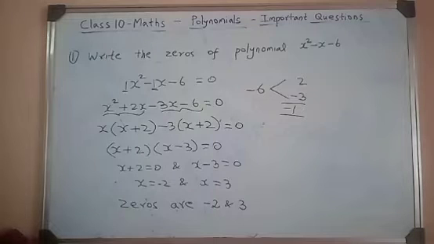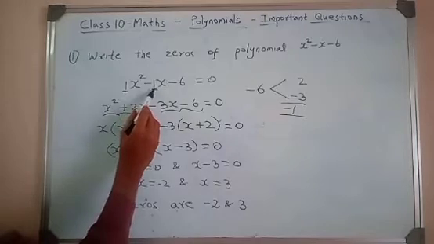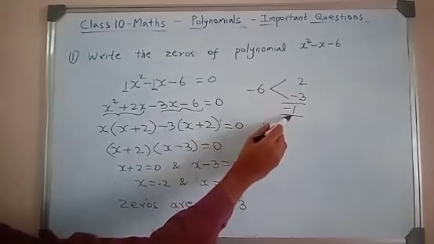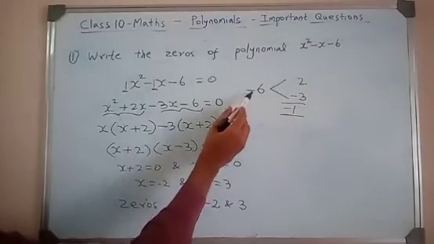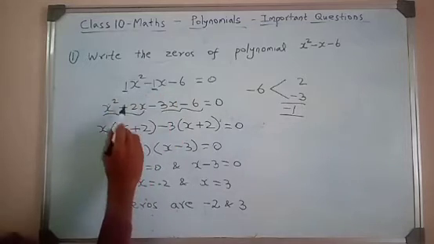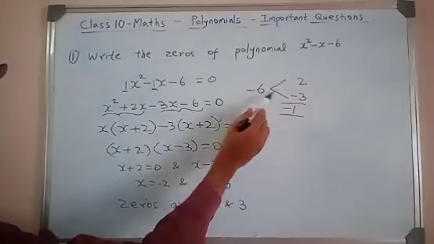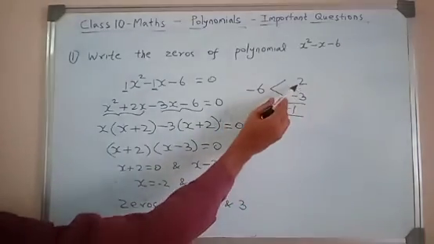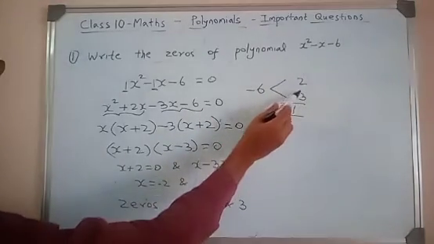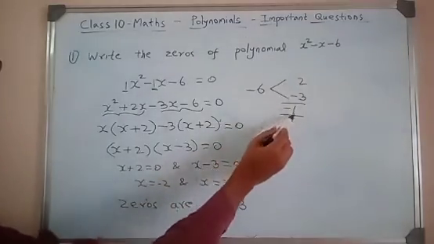Now by splitting the middle term we can factorize it. Here the middle term is minus 1. We have to take two numbers whose sum is minus 1 and the product is minus 6, nothing but the product of the coefficient of x square and the constant term. So 1 into minus 6 is minus 6. Now factors of 6 are 2 and 3. So 2 into minus 3 will give minus 6. To get the sum we have to put a minus sign to the greater number 3. So 2 minus 3 we get minus 1.